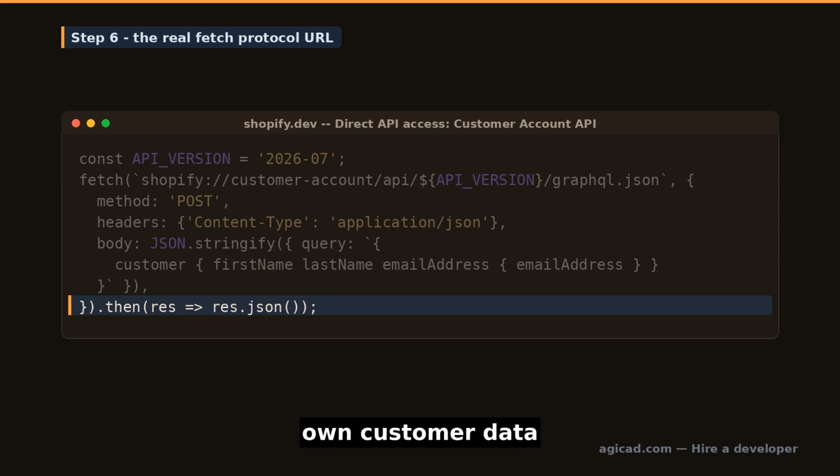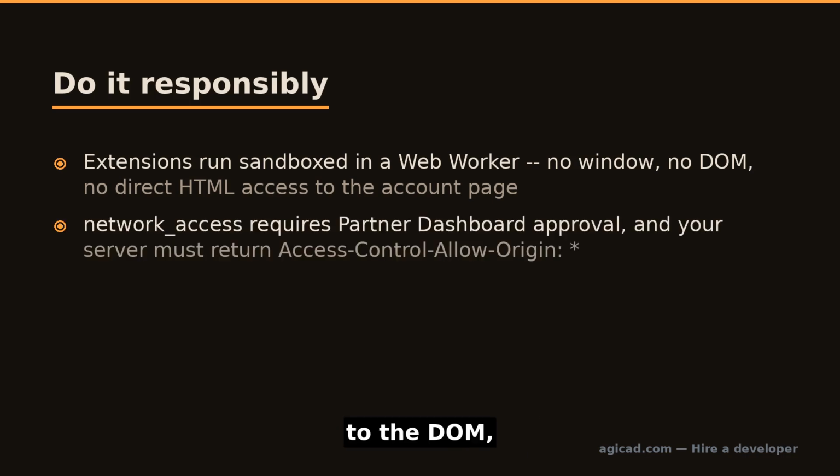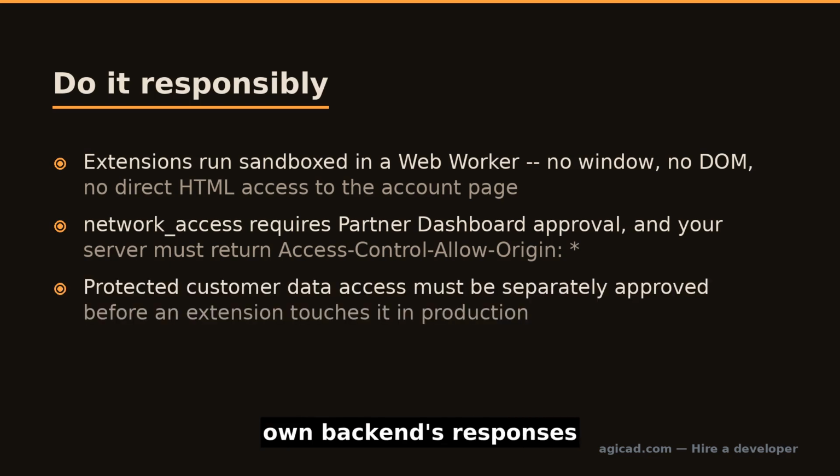A few real constraints worth internalizing before you build. Every extension runs isolated inside a web worker. Shopify's own security section is explicit that it has no access to window, no access to the DOM, and no access to the account page's own HTML or other assets. Turning on network access isn't just a TOML flag, it also requires requesting access in the partner dashboard, and your own backend's responses need an Access-Control-Allow-Origin wildcard header, precisely because a web worker's origin is null.